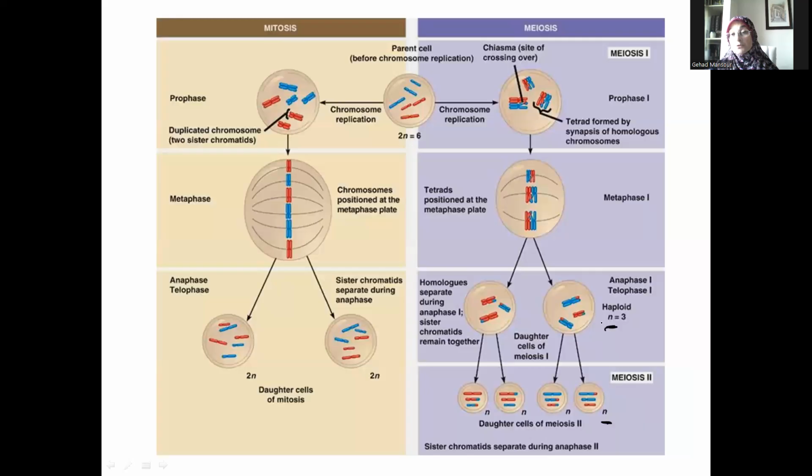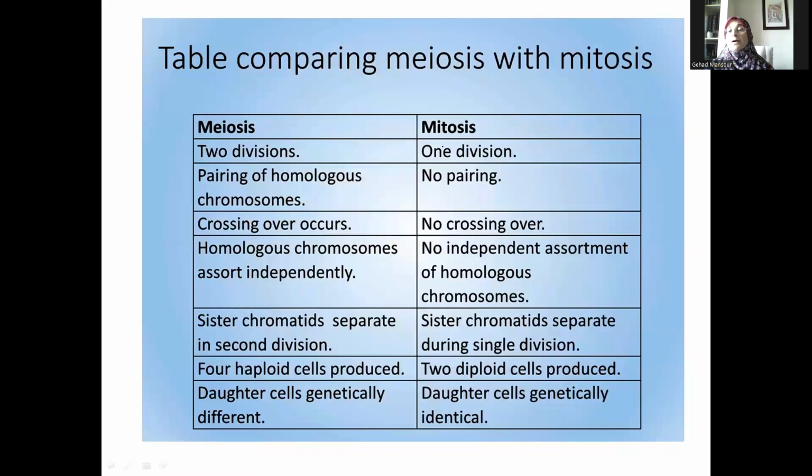But one important difference between mitosis and meiosis 2 is the presence of recombinant chromosomes. We never talk about recombinant chromosomes in the case of mitosis. Here there is a useful table that tells you the major differences between meiosis and mitosis.